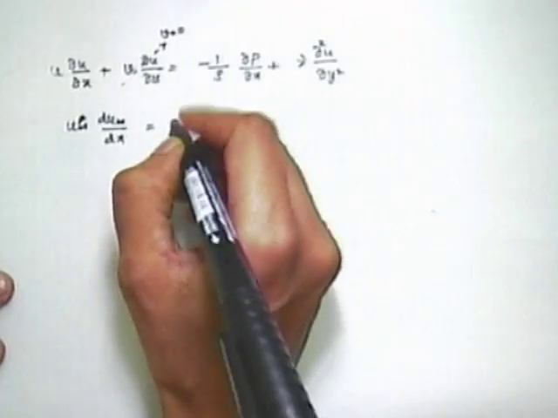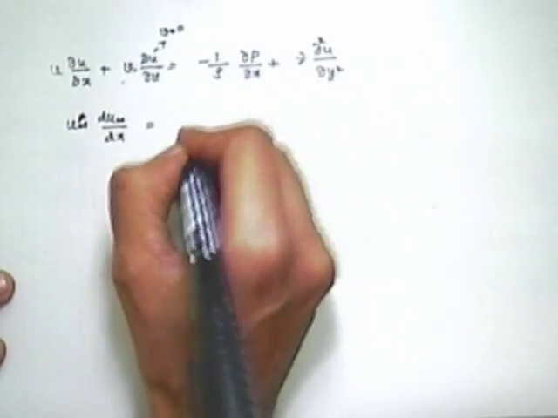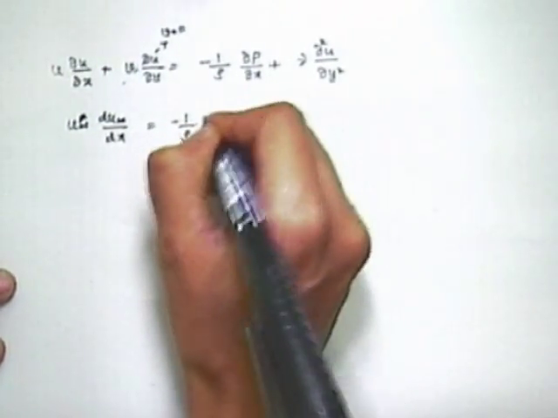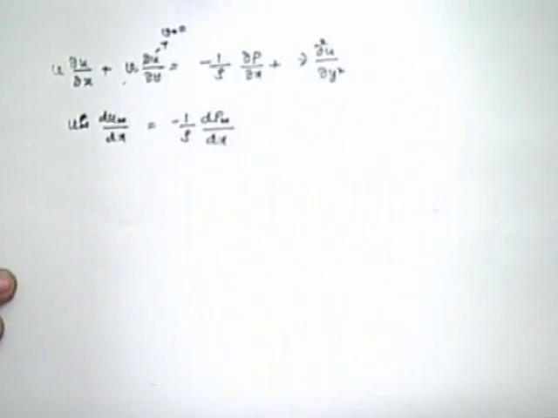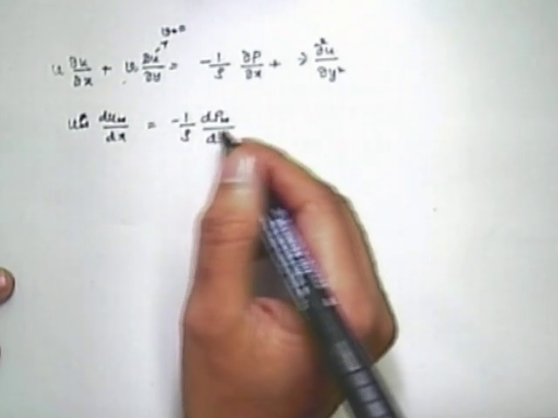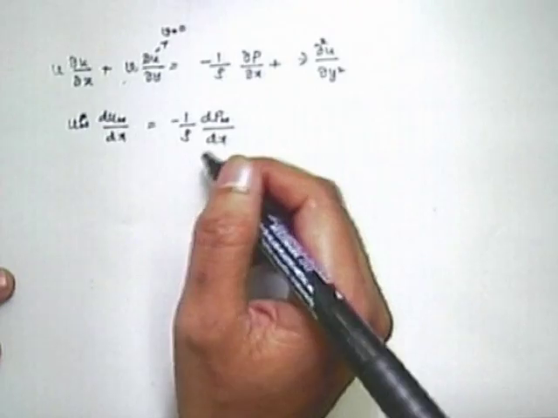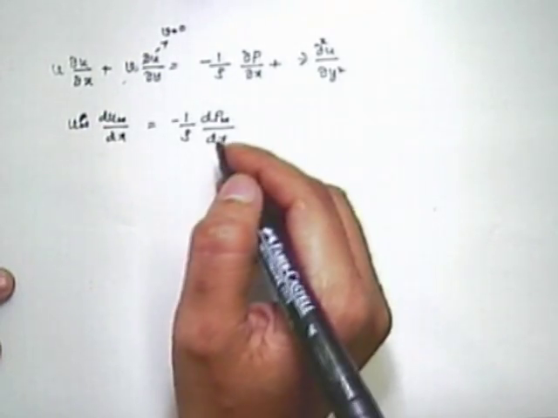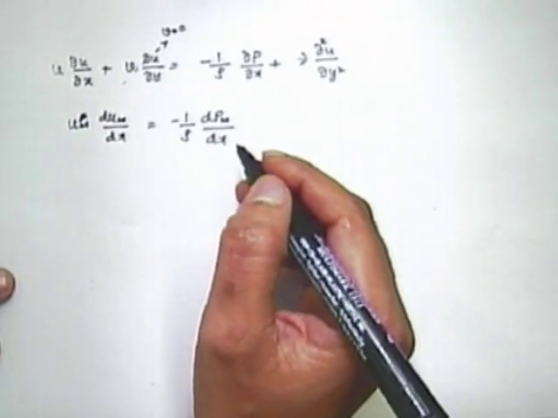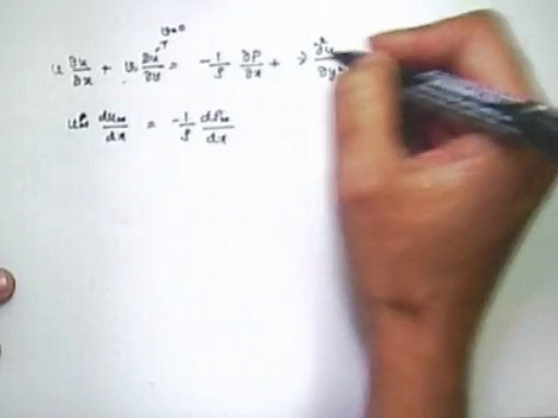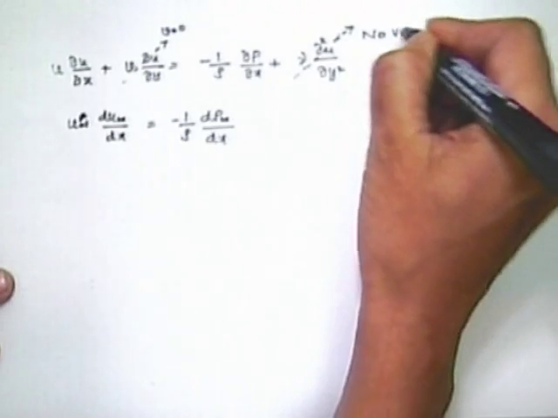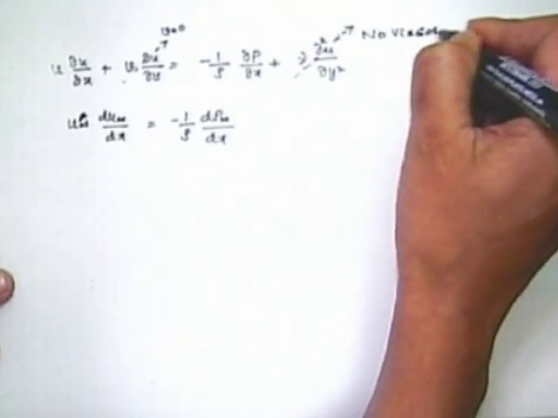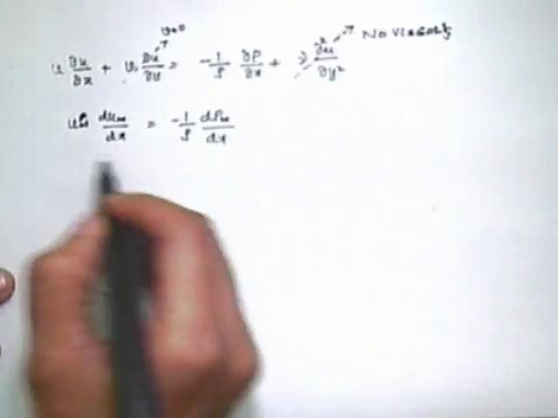What happens to my next term? Minus 1 by rho dp infinity by dx. I am going to call it as p infinity, okay, because I am outside. What about the next term? What will happen to next term? Will it become nu d squared u infinity by dy squared? Yes, it is 0. Why it is 0? Yes, there is no viscosity. What is this equation, by the way?